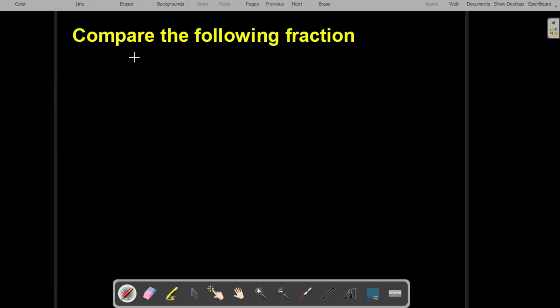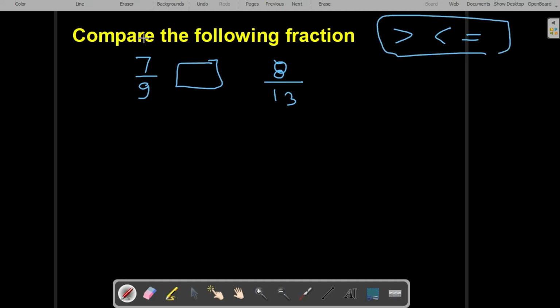Now moving to comparing the following. Suppose one example, 7 upon 9. We have to compare which sign, either this sign or this sign, we have to put here, and 8 upon 13. Now we have to identify which is the correct sign to put here.